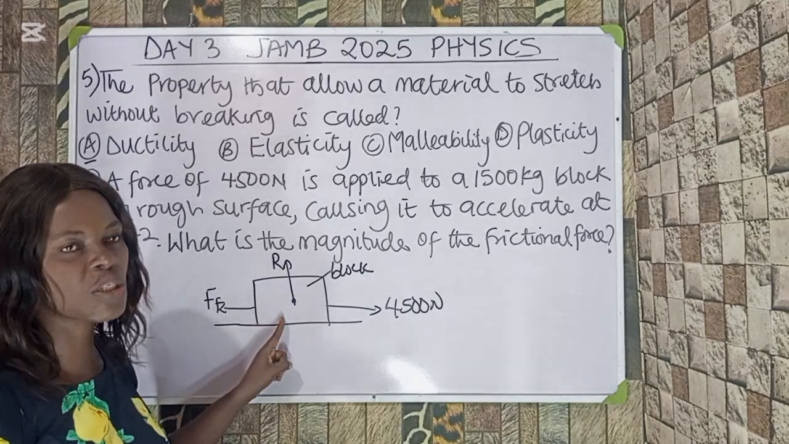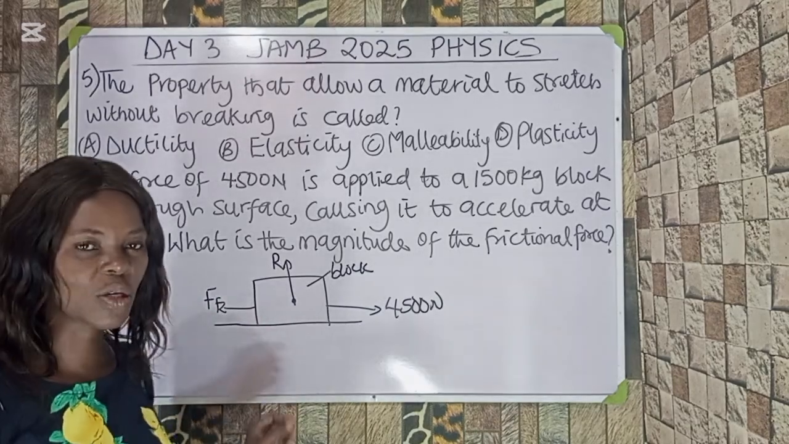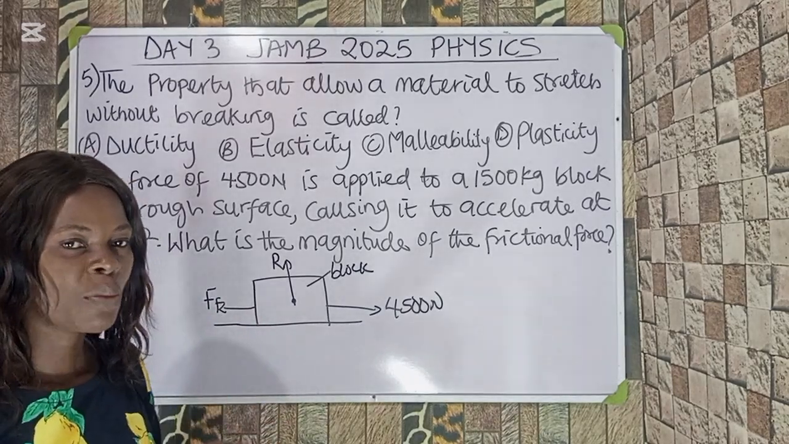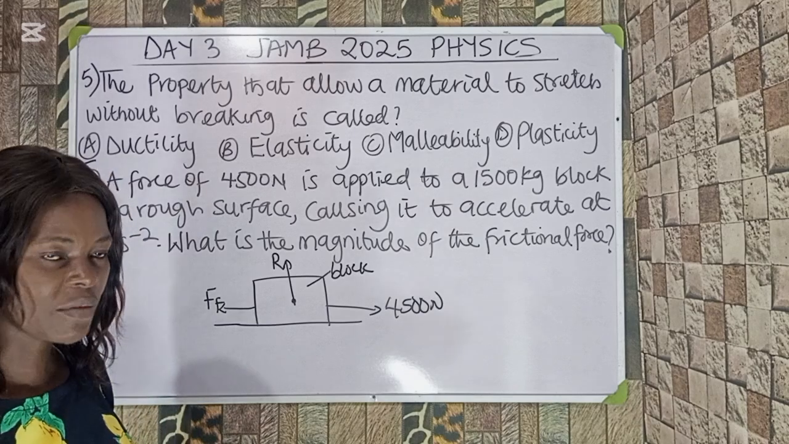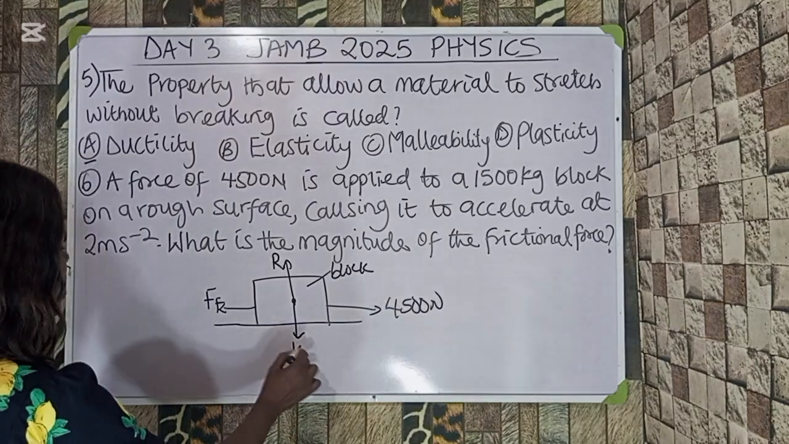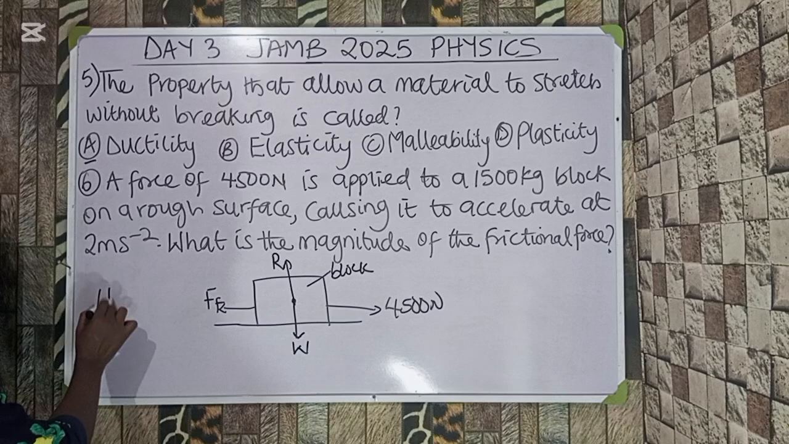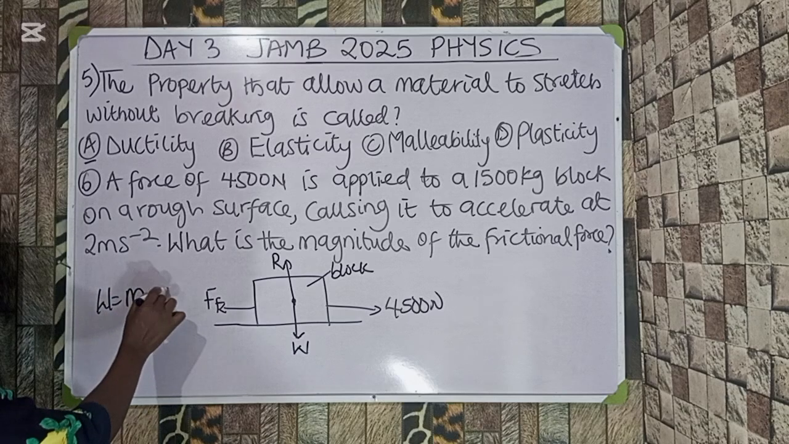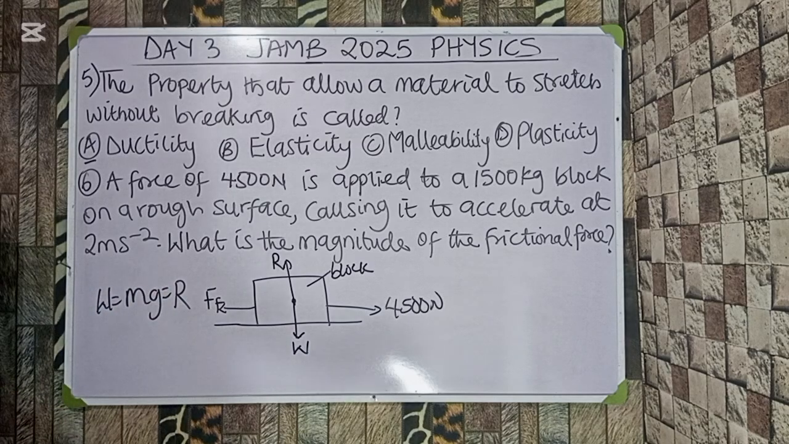Then the reaction of this body is acting up. That reaction happens to be the mass of the body multiplied by what? Acceleration due to gravity, because the weight is acting down and weight is equal to what? Mg, which is equal to my reaction, right? So let me get the total force on the body. The total force on the body is equal to what?